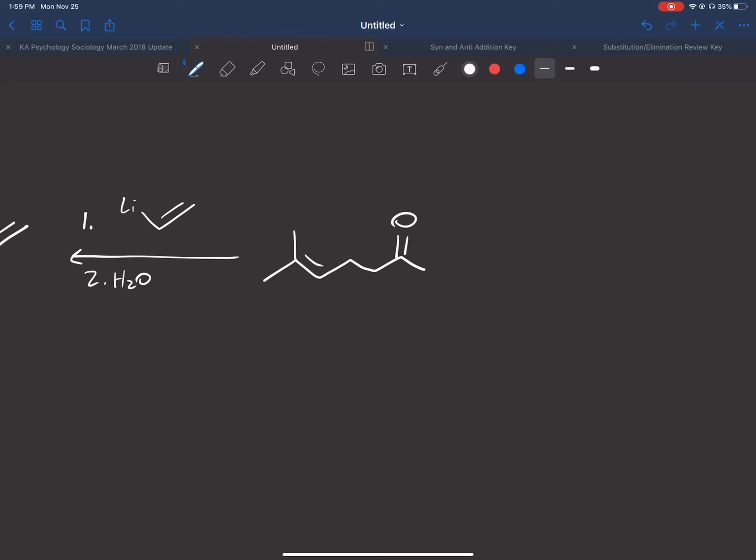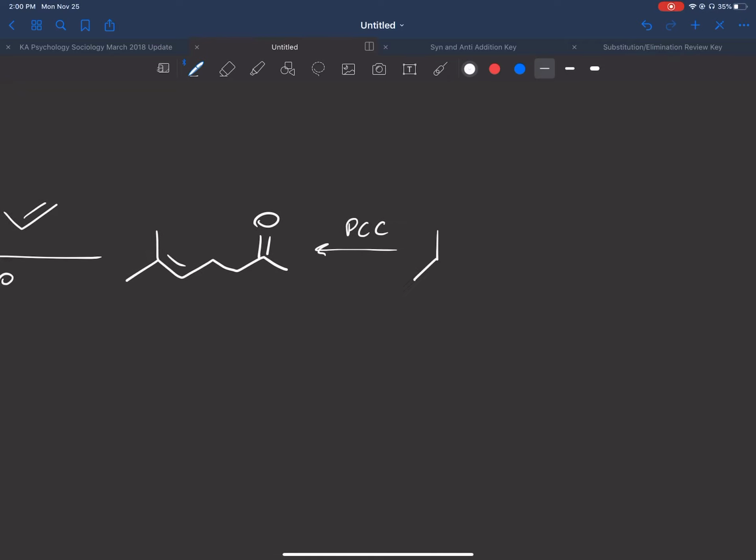So now you have a carbonyl. You know what to do. It's a secondary. It's on a secondary carbon. So we could do PCC or Jones. They'll both give us the same exact thing. So I'm going to just use PCC because in the previous example we used Jones. So let's just practice other reagents.